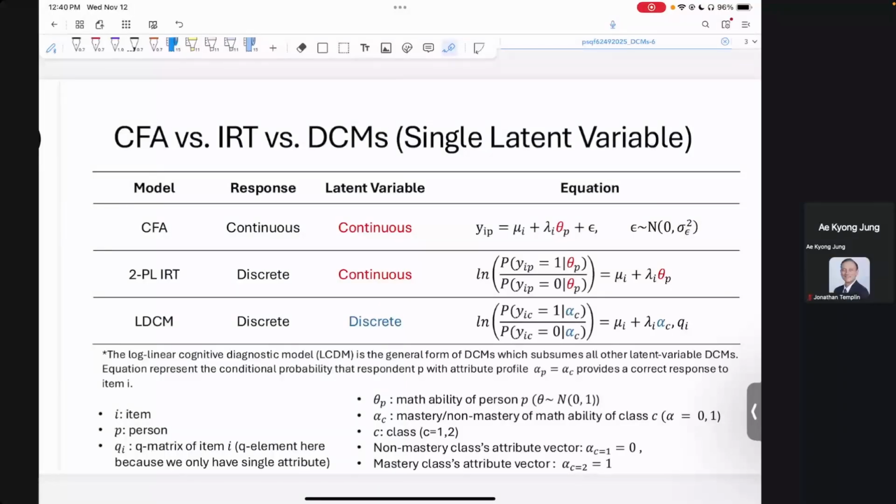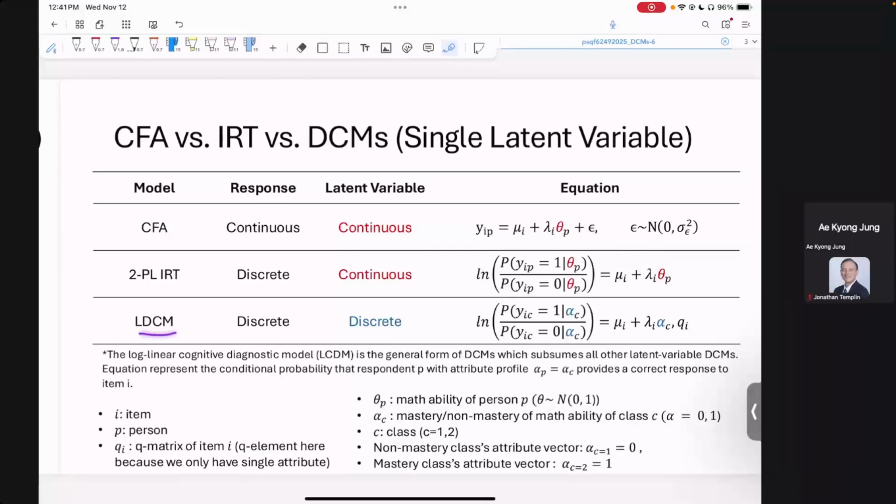Let's compare the CFA, IRT, and DCM models in the equation sense. In the CFA model, the responses are continuous and the latent variables are also continuous, denoted with theta here. And in the two-parameter logistic model, we're assuming the response data are discrete, so we need a logit or probit function. In the two-parameter logistic IRT model, we use a logit. So this one is represented like this, and theta is continuous, like the CFA model.